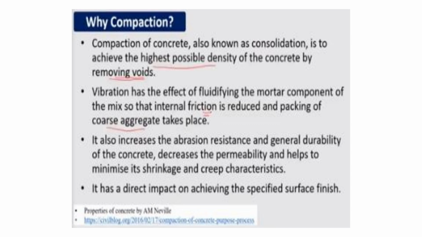So vibration has the effect of fluidifying the mortar component of the mix so that internal friction is reduced and packing of coarse aggregate takes place, okay. So it increases the abrasion resistance and general durability of the concrete, decreases the permeability, and helps to minimize its shrinkage and creep characteristics, okay. And it has a direct impact on achieving the specified surface finish, okay. So these are some of the utilities of compaction, okay.